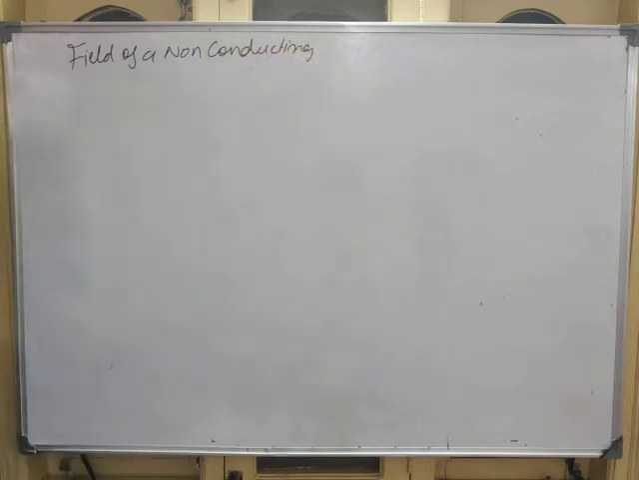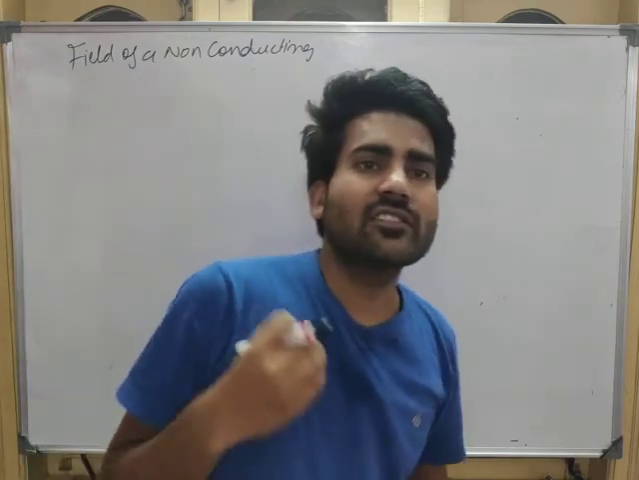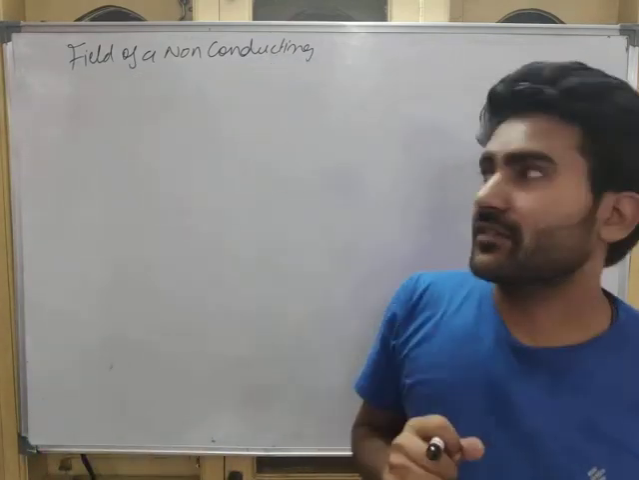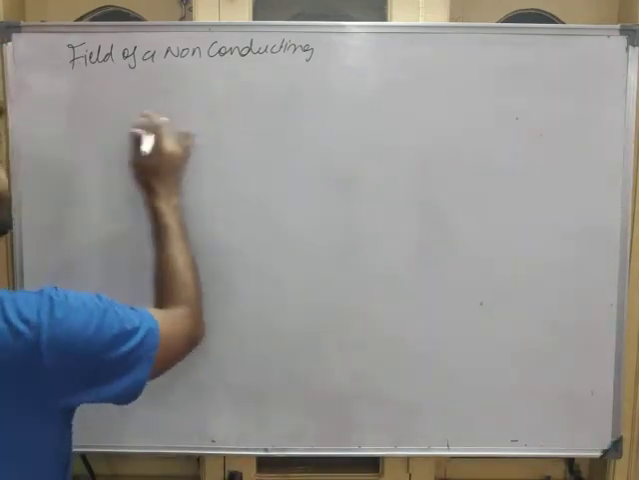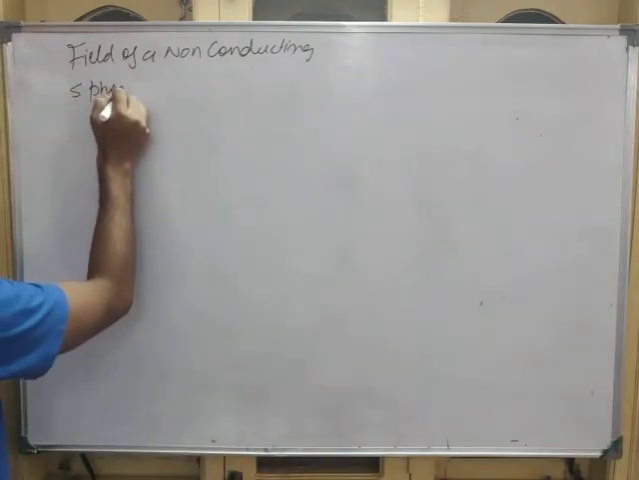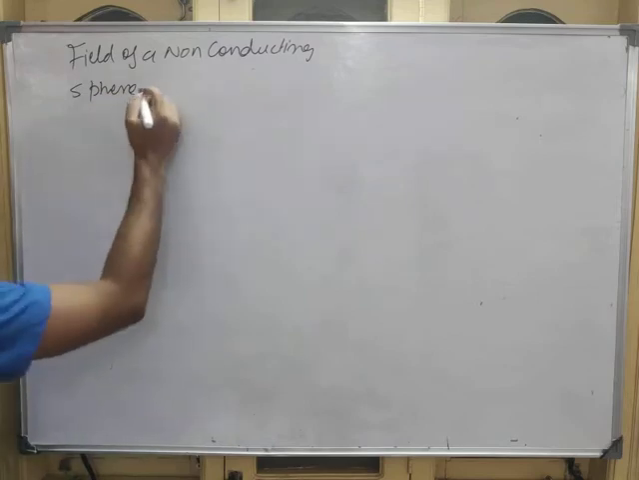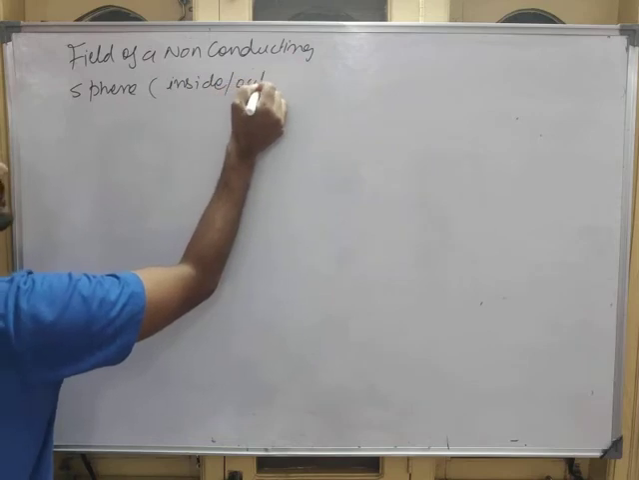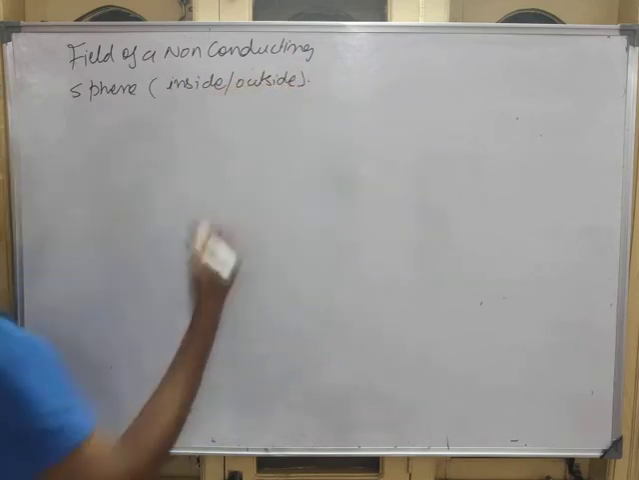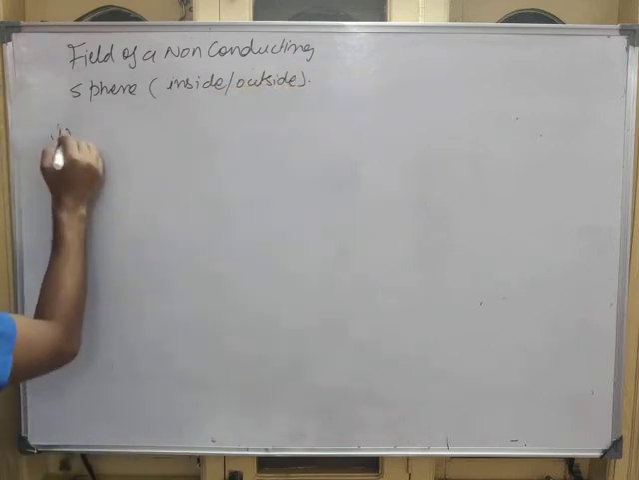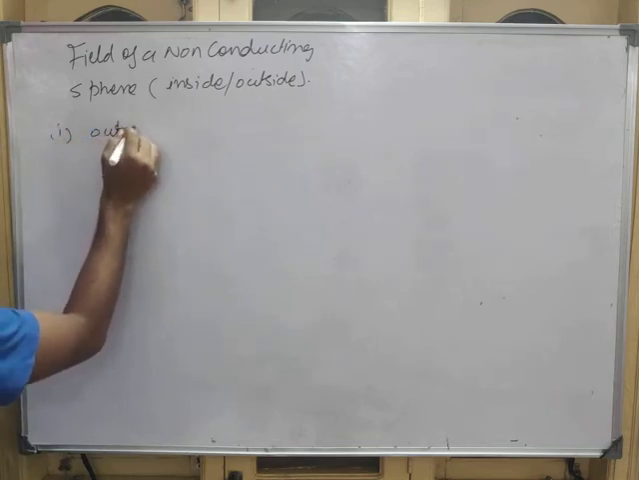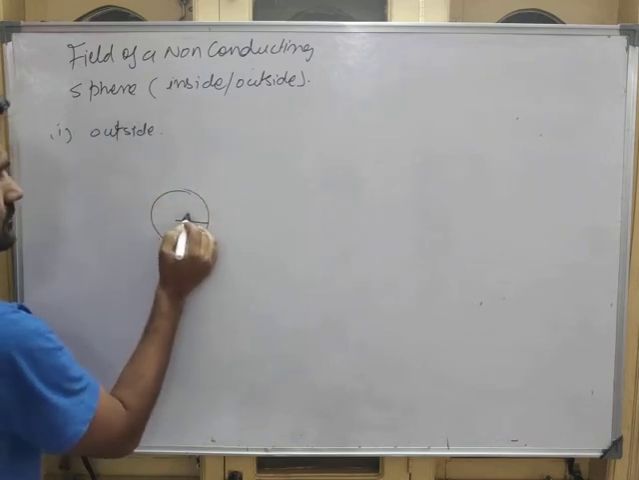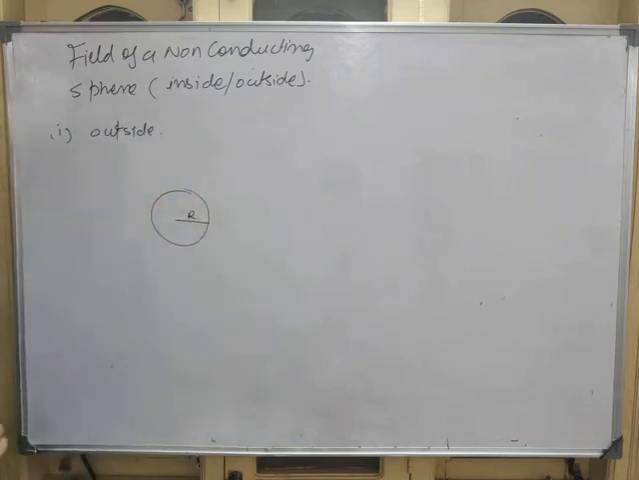What is non-conducting? A non-conducting body is a body which has charge throughout the body, and conducting bodies have the charge only at the surfaces, right? So the field of a non-conducting sphere, inside and outside, right? Now we'll see first of all outside. So we have a sphere of radius capital R.